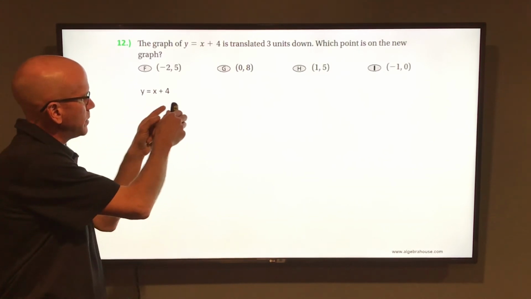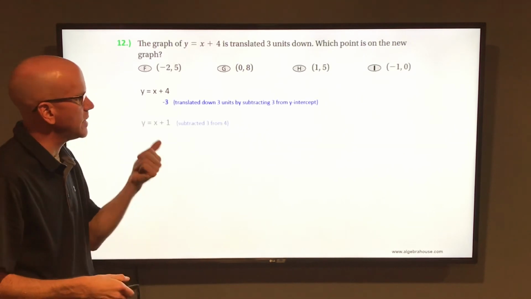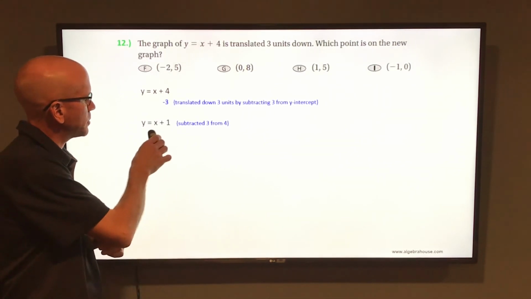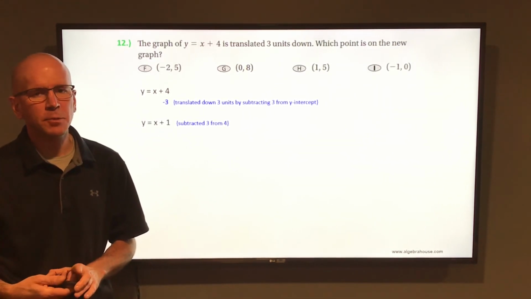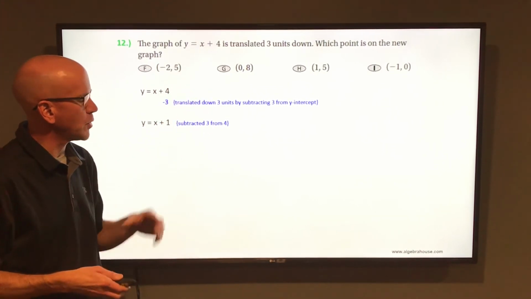So the value of y here is this whole right side. X plus 4 is really the value of y. If you subtract 3 from that x plus 4, you get x plus 1. So y equals x plus 1, that's the new equation. That is this original equation shifted down 3 units.